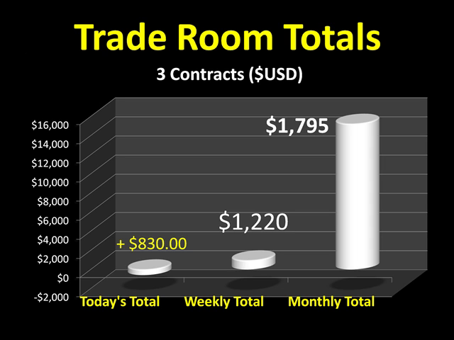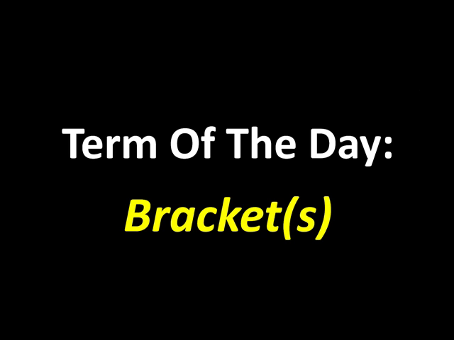And as you can see, our monthly total is now creeping up, now $1795 USD on 3 contracts, guys. That's an account size of about 2,500 USD. $1,700 so far. We'll keep you posted as we go through the month.